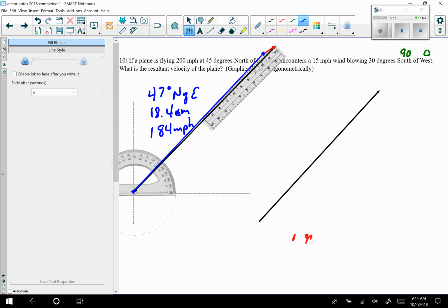Now, the thing is, with all this ruler stuff, it gets really inaccurate. So there are much easier and much more accurate ways to do that using trigonometry, and that's what I want to show you next.